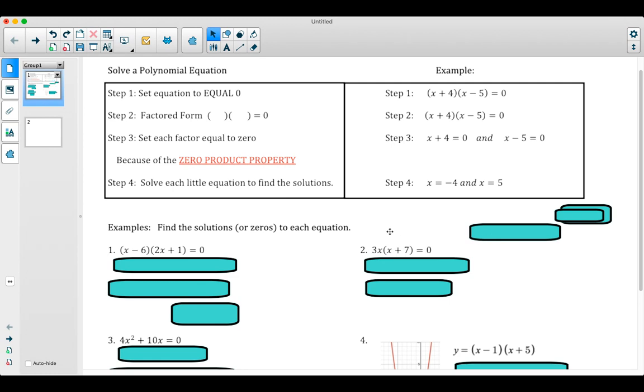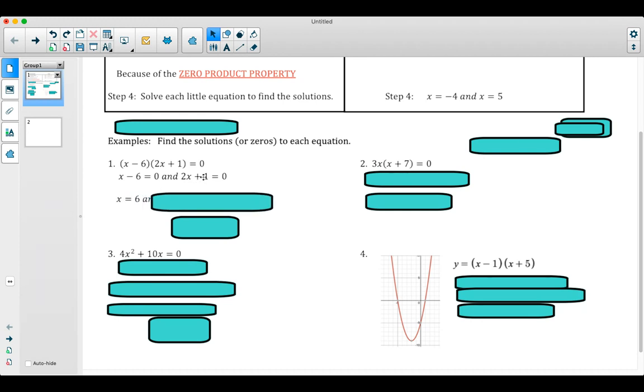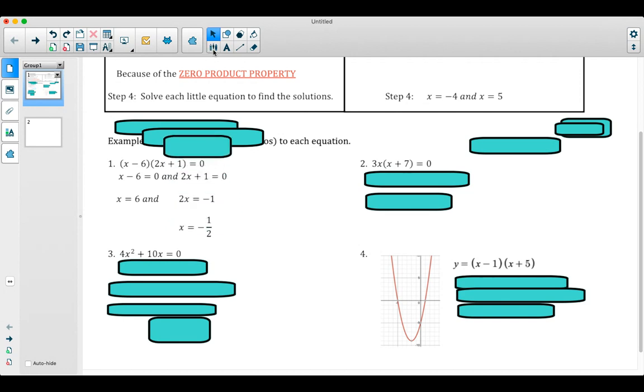So let's try a few more examples together. In this first one, we have x minus 6 times the quantity 2x plus 1 equals 0. So now what I need to do is set each factor equal to 0. So x minus 6 equals 0 and 2x plus 1 is equal to 0. I'm now going to solve each little tiny equation, and I'm going to add 6 to get x is equal to 6. I'm going to subtract 1 to get 2x is equal to negative 1, and divide both sides by 2 to get x is equal to negative 1/2. Now notice here I'm getting two answers. My answers are positive 6 and negative 1/2. Both of them are my answers.